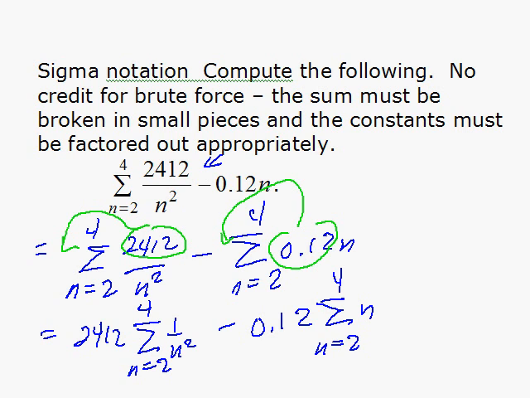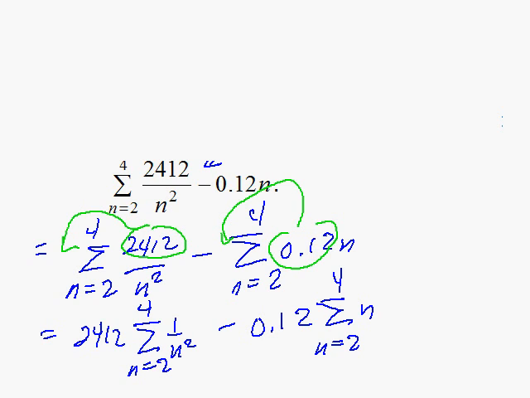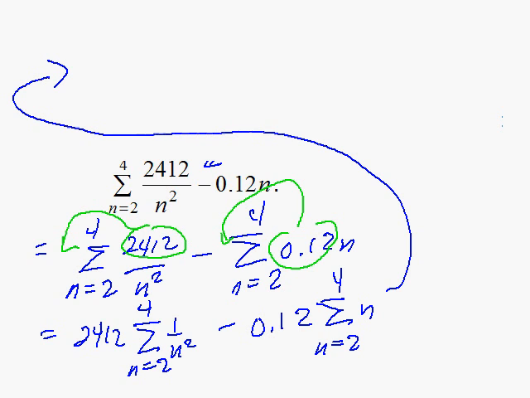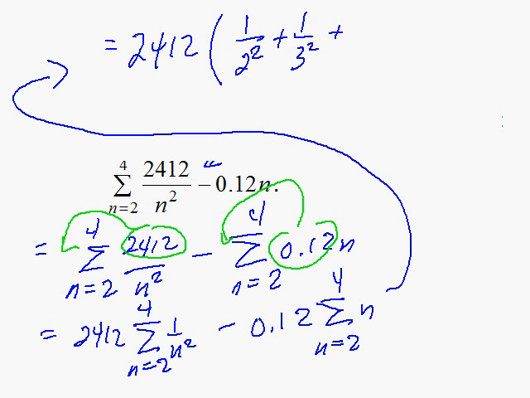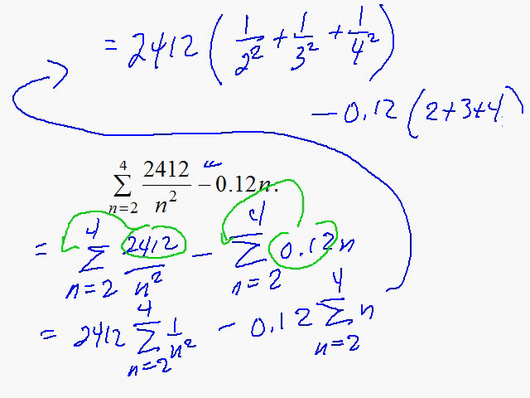You can work this out, but you need parentheses. I'm going to have to go up here to make a little room. Alright, so moving up there, give yourself enough room so you don't have to do this. Okay, so this equals 2412 in parentheses. Now evaluate it, but be sure you have the parentheses here. 1 over 2 squared plus 1 over 3 squared plus 1 over 4 squared, and at that point you can leave it. You don't have to do any more work for the final. Minus 0.12 times 2 plus 3 plus 4.